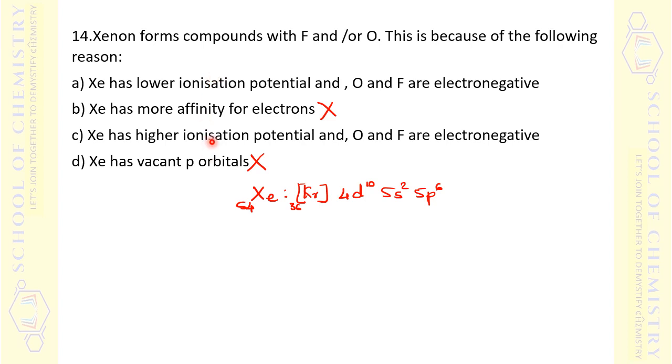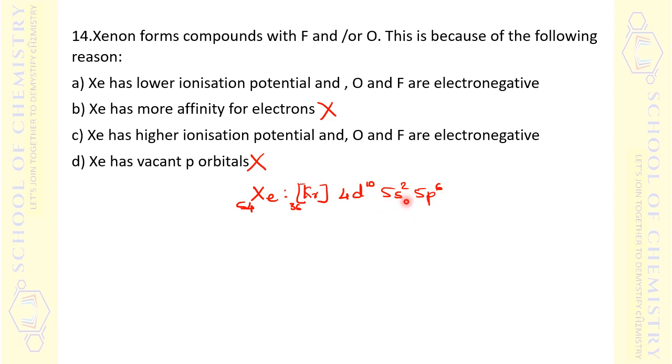Right, so now you should be a bit careful. It is everything comparative. Xenon has lower ionization potential, others have higher ionization potential. So in general speaking, all the noble gases will be having higher ionization potentials itself. It will not be that easy to remove the electrons from this stable electronic configuration.